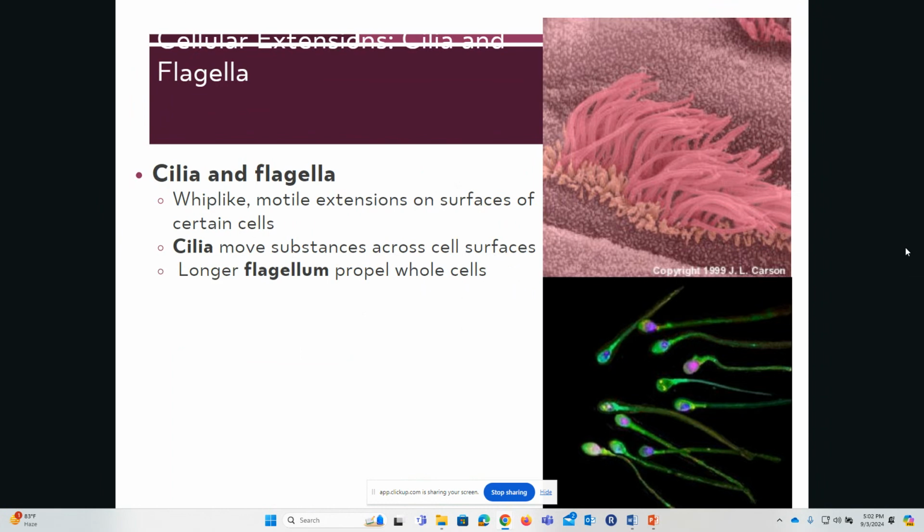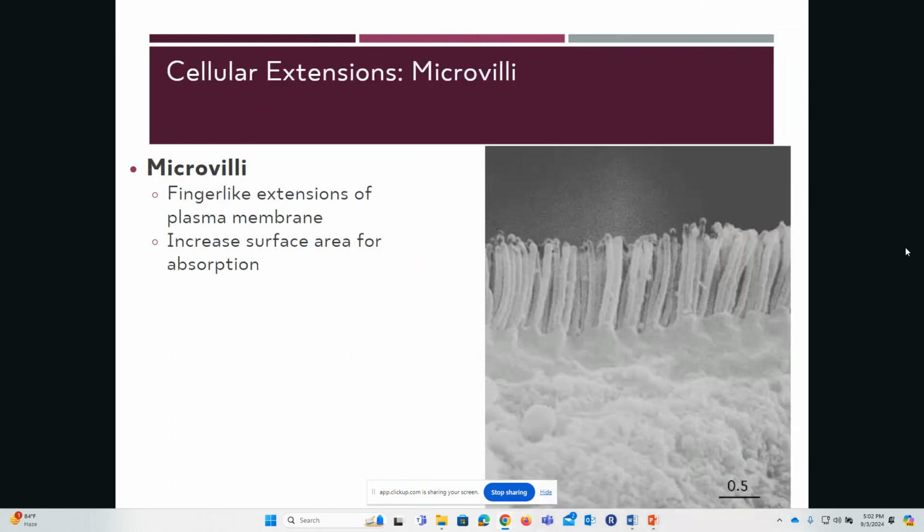Cilia are kind of short, motile hairs that kind of whip back and forth, and they help move things across a cell. In eukaryotic cells, cilia are not used for cell movement. A flagellum is much longer and can be used to propel a whole cell. In eukaryotic cells, it's not common to see a flagellum, but they are much more common in simpler prokaryotic cells.